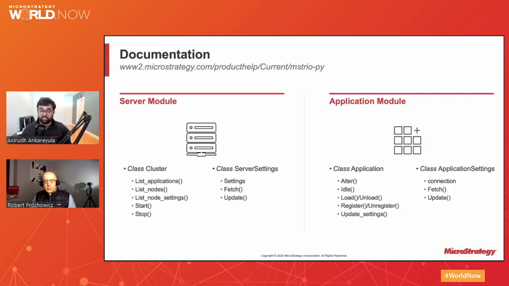Same goes for application module, right? So all of the functionality related to application management is inbuilt into a function, such as load, unload, register, unregister, and these functions are meant to be common tasks that you can write in one line of code, as simple as that. With applications, you can also take all of your actions on the settings. You can export, import, and update them.